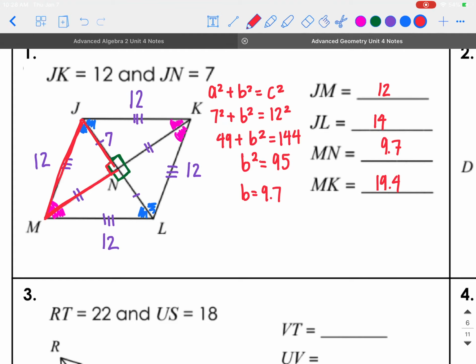So take a minute, let all that soak in. And I know all of that, the angles and stuff, didn't have anything to do with this question. That was just a good picture for me to draw those in there. But take a minute, look at all of that. Make sure you understand where we got those side lengths.